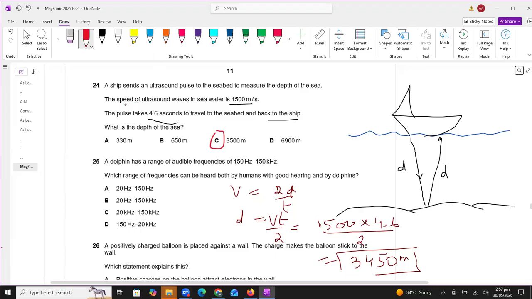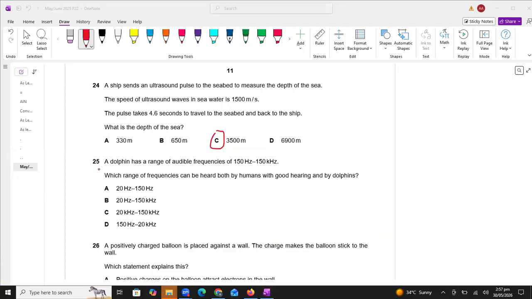Is it clear to you, everyone? C is the correct answer. Now, let's have a look at question number 25. In question number 25, they are saying a dolphin has a range of audible frequencies, 150 hertz to 150 kilohertz. Which range of frequencies can be heard by a human with good hearing and by dolphins?